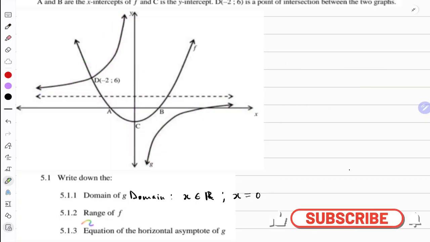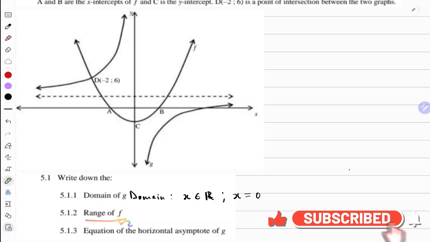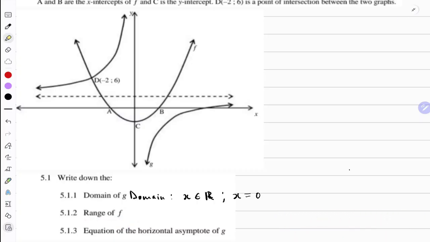So the next question wants us to find the range of f. f is the parabola. So I'm just going to highlight the parabola so that we can focus on it. So we need to find the range. So the range is all the y values for which this function exists. So let's do our horizontal line test.